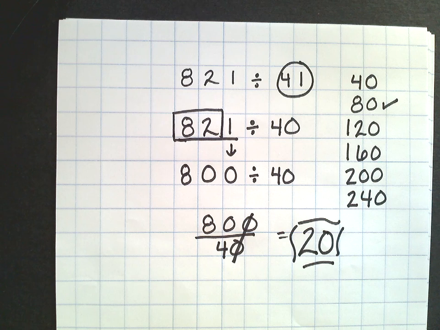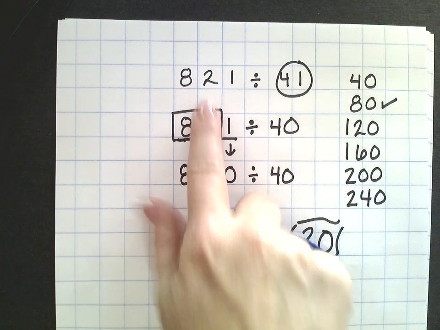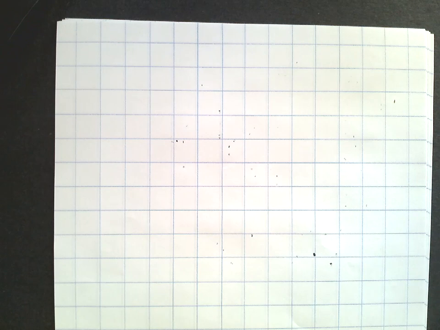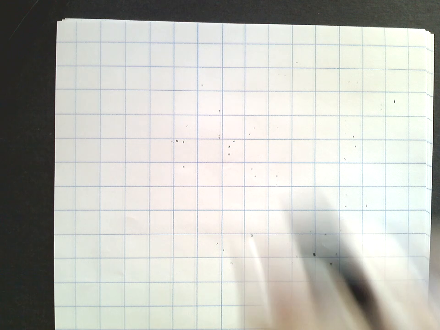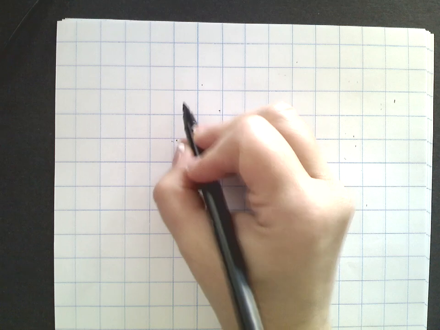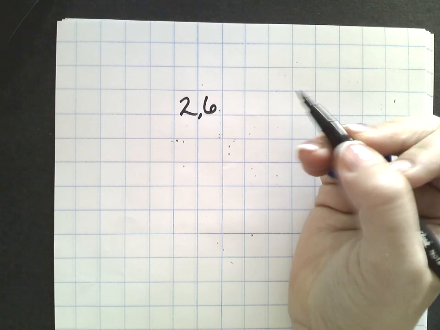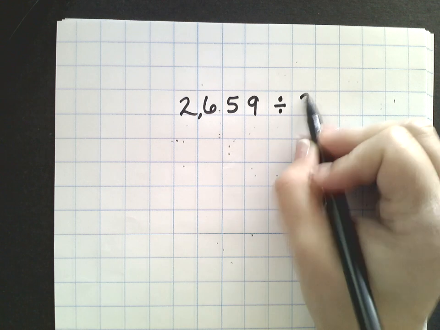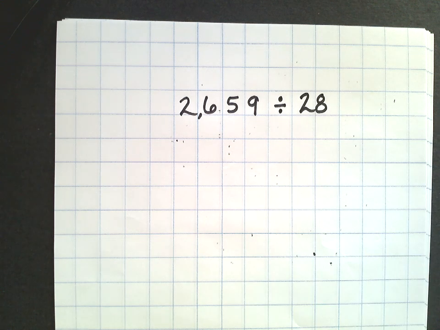So we're going to continue our work today on this, except our dividends are going to get a little larger. They're going to be in the thousands place. So let's take a look at the first problem we're going to do. We're going to do 2,659 divided by 28.